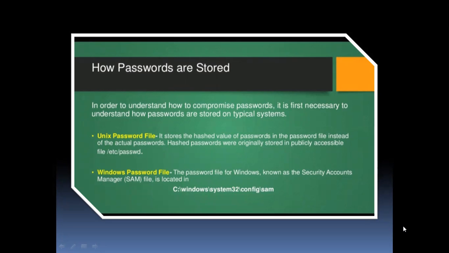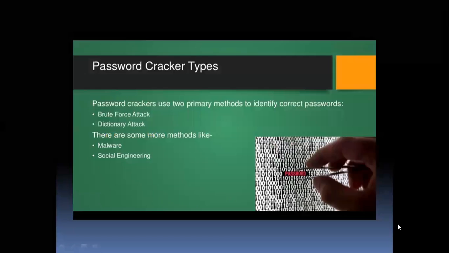It says that the password file for Windows, known as the Security Accounts Manager, in short the SAM file, is located in the Windows folder inside the C drive. Ma'am, this much only. Thank you.